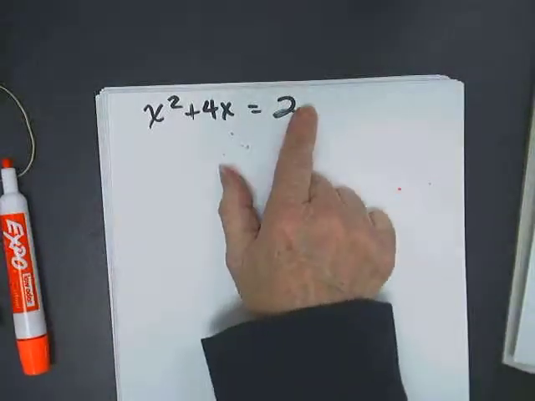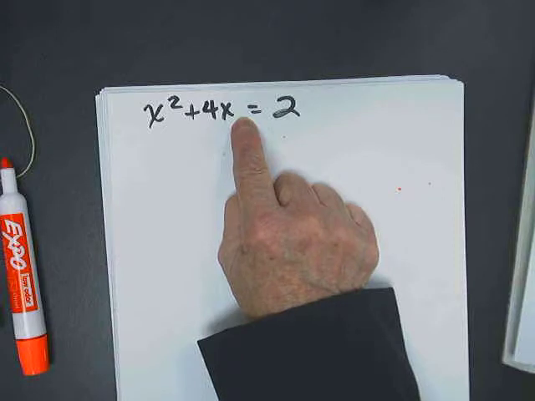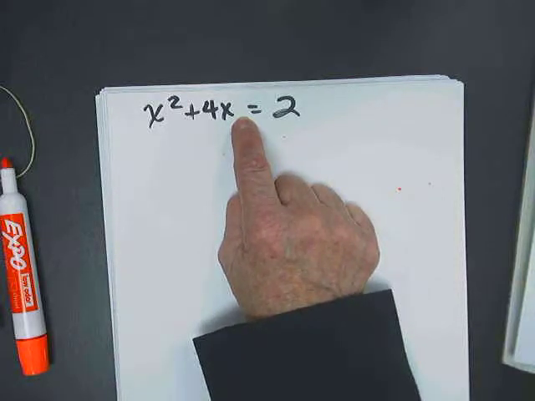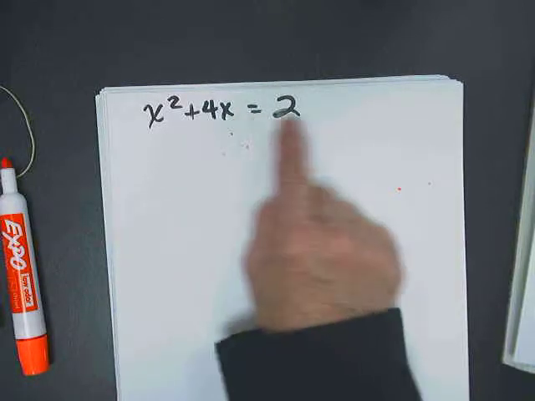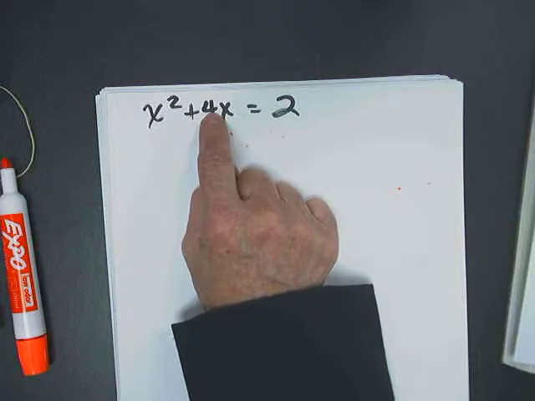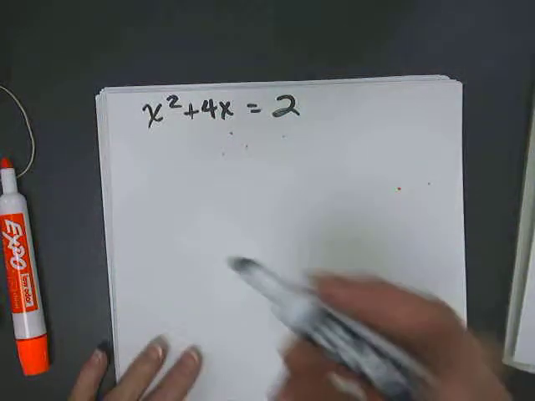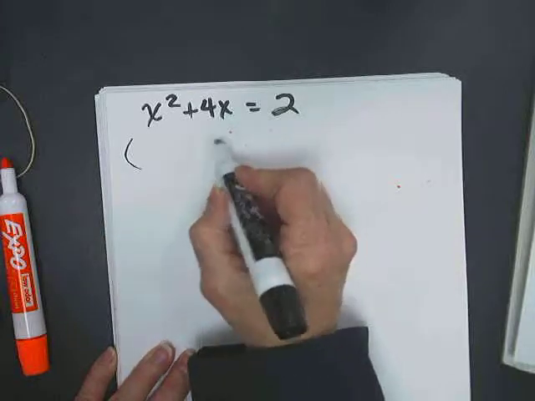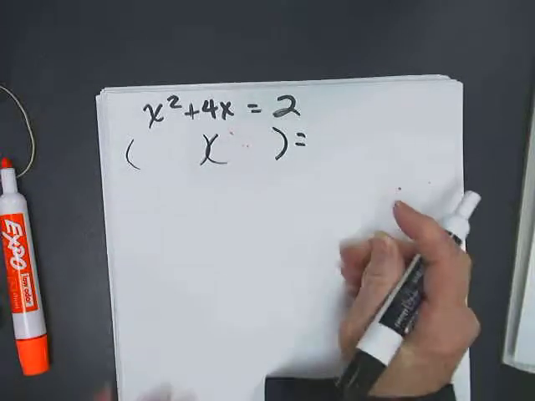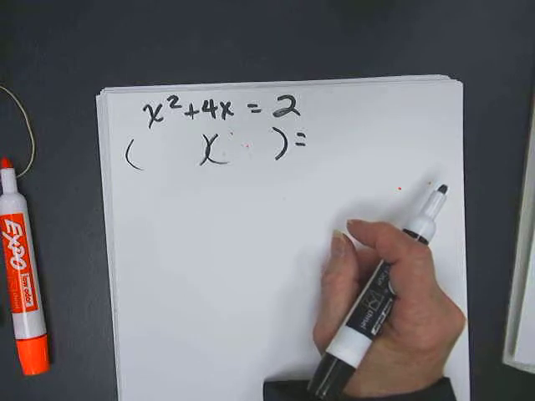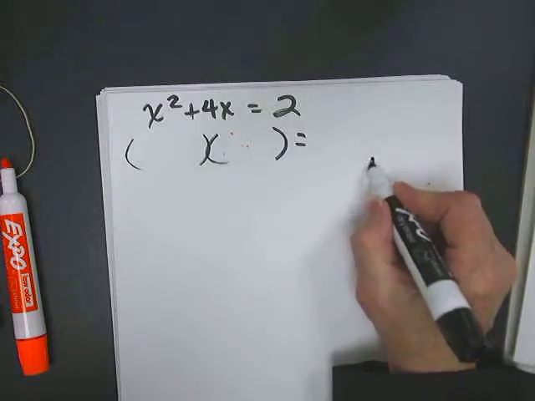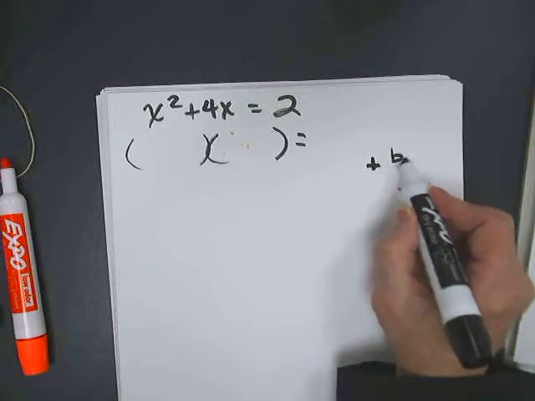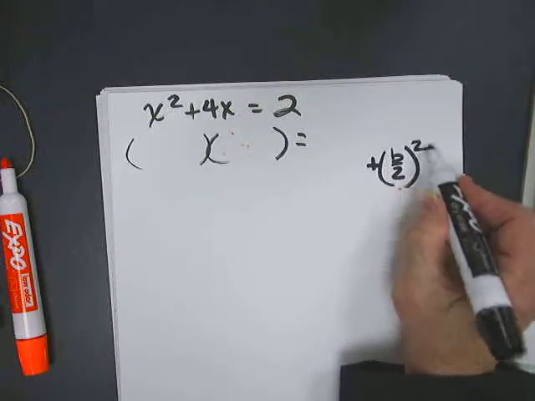Now we need to complete the square. Okay, x squared plus 4x equals 2. If we added or subtracted the 2 over here, we would never be able to get something that multiplied to give us 2 that would add up to 4, or subtract to give us 4, right? So don't bring it over here. What we need to do is make this where it's a perfect square.